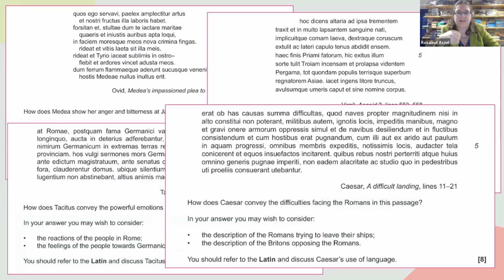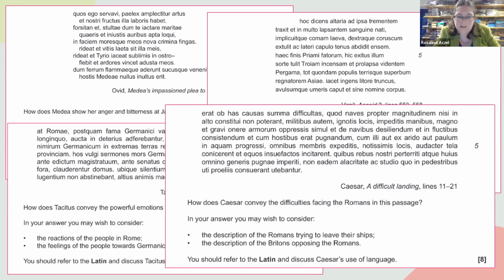So what we can see here is they are all how questions. So they're taking a passage of the text and then asking you to do some analysis of the language of how that conveys a certain effect. You're also given 2 bullet points to help the student structure that. And it says at the bottom, you should refer to the Latin and discuss the author's use of language. So that is what you're being asked to do, and all those questions are really quite similar.